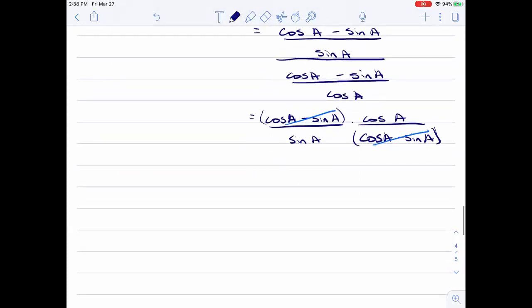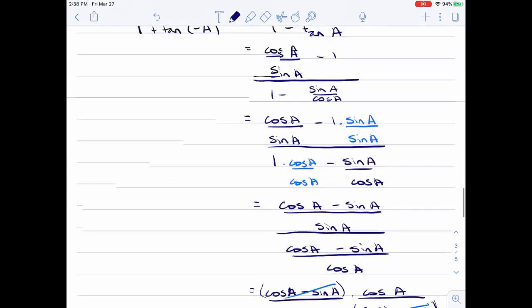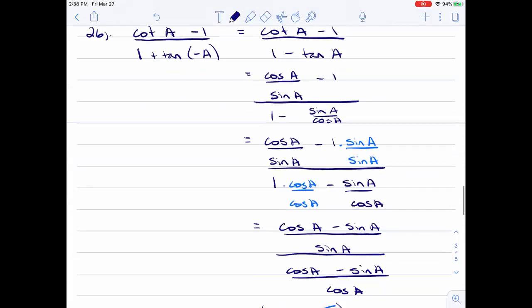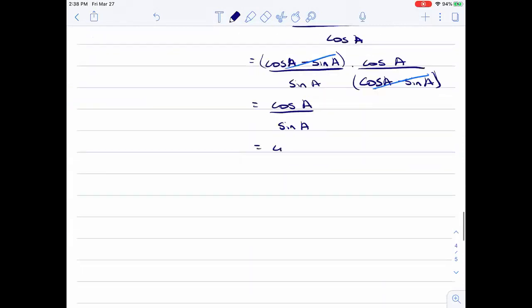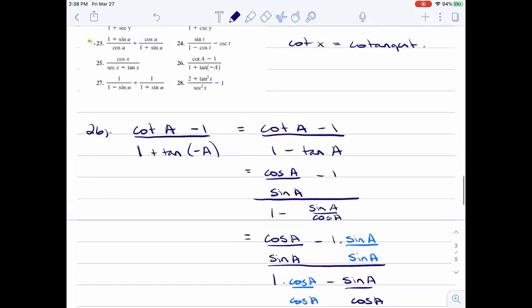So all I'm left with is cos a over sine a, which I can rewrite as cotangent of x, or cotangent a. Oops, make that look like an a. Nice. All right. I'd say that's simplified.